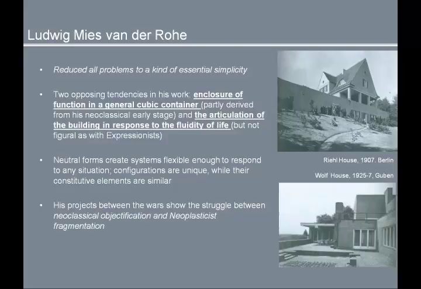And so, one thing about Mies van der Rohe is he attempted to reduce all problems to a kind of essential simplicity. So the images on the right here are a very, very early project. They nicely illustrate, paired with some of the later examples we'll look at, two opposing tendencies. The enclosure of function in a cubic container, right? And this comes from that neoclassical early phase of his career. And the articulation of the building in response to the fluidity of life. So how you move through space, the connections. And so some would say, and I've quoted this here, that his projects show a war between the struggle of neoclassicism and its objectification and the fragmentation that we've seen, say, with de Stijl and the neoplasticists.